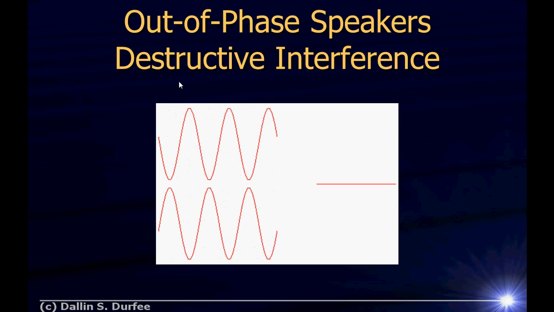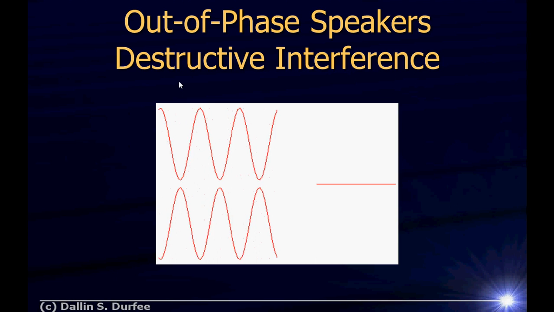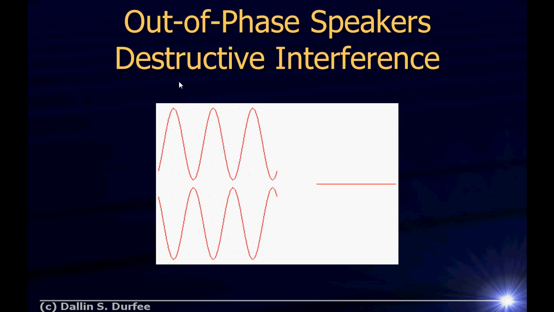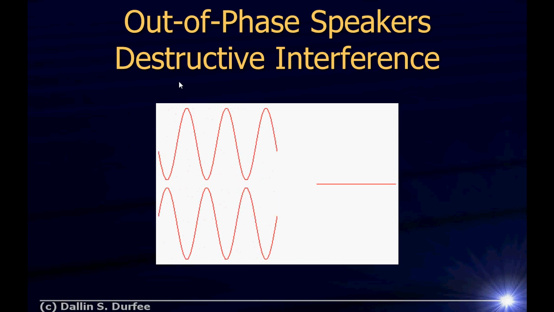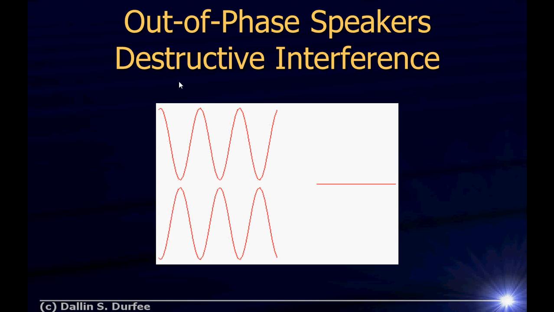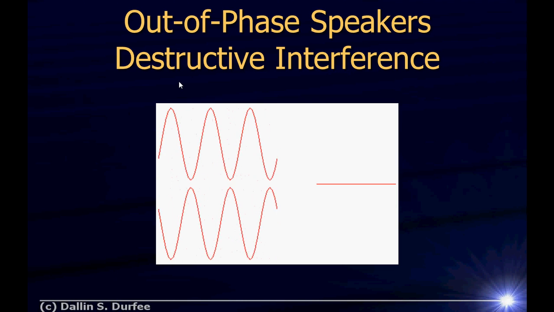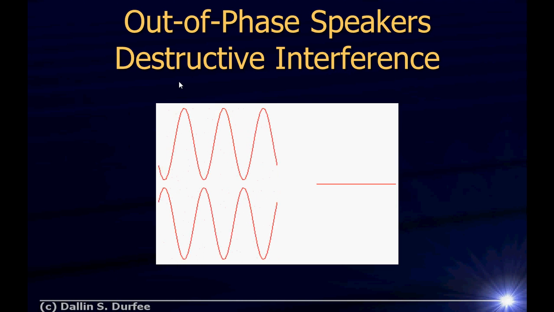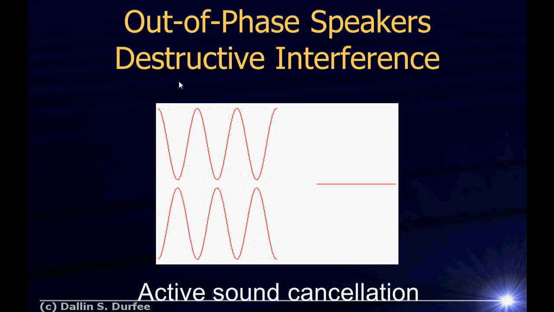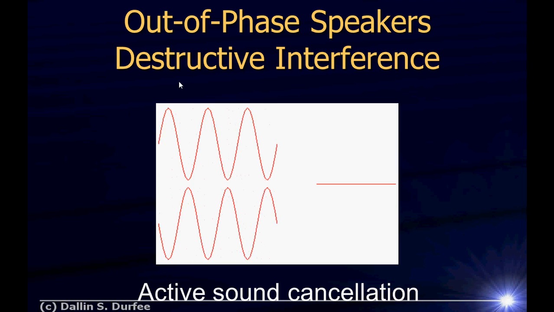Now, maybe I get destructive interference because my two speakers are doing two different things. Another way we could get destructive interference is if my two speakers are doing the same thing, but I move one of them closer to me. Oh, by the way, destructive interference is how active sound cancellation works.